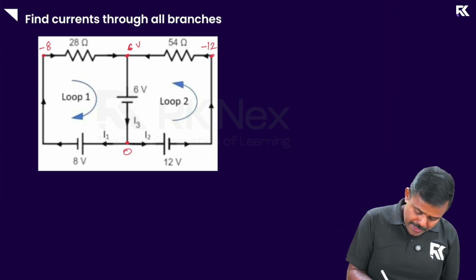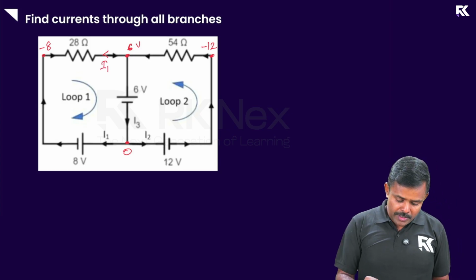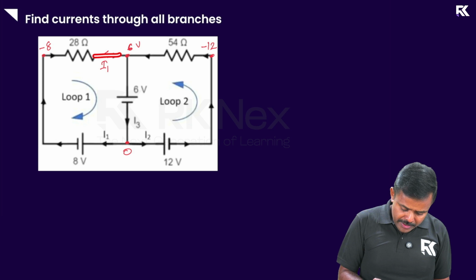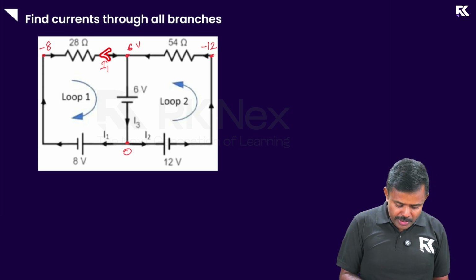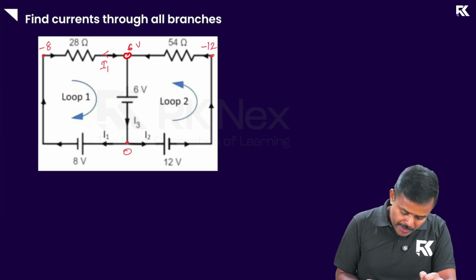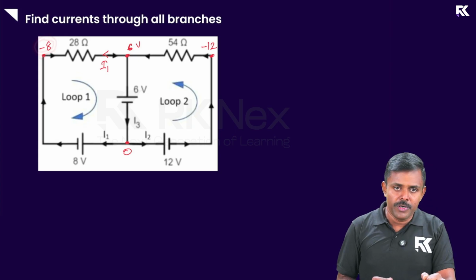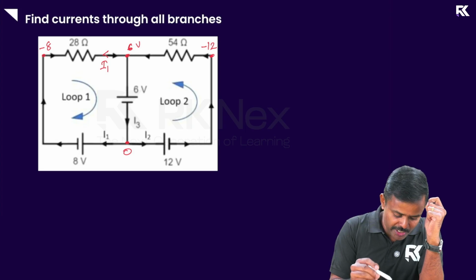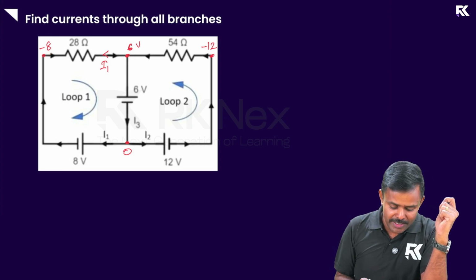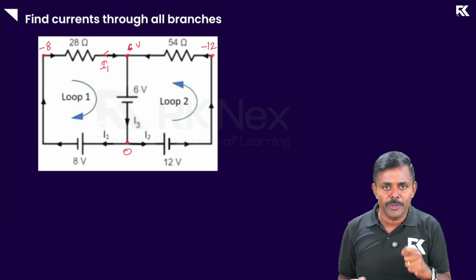Look at this. I'm going to mark the current this way. I'm going to call it I1. Now they have given the current direction to the right, but I have taken it to the left. Why have I taken it that way? Because as you can see, this end is at 6 volts. This end is at minus 8 volts. So 6 volts is higher potential in comparison with minus 8. So current has to flow this way, right? Current flows from higher potential to lower potential, isn't it?